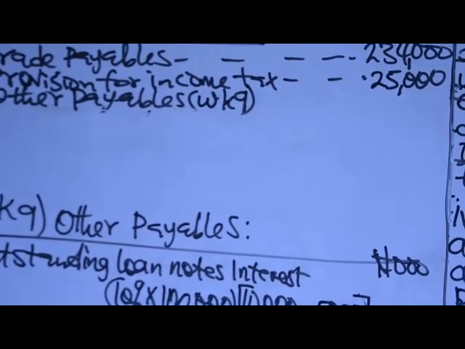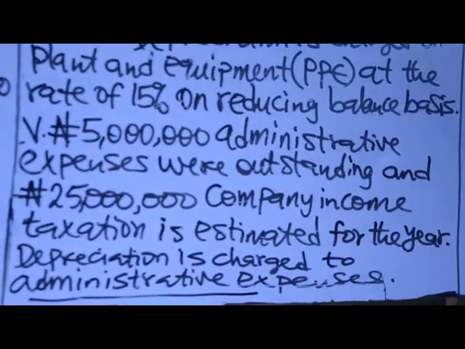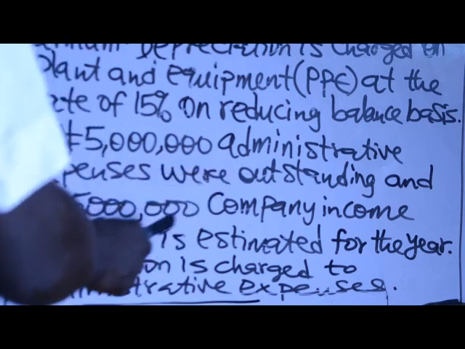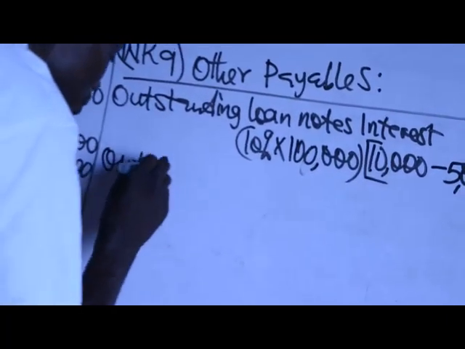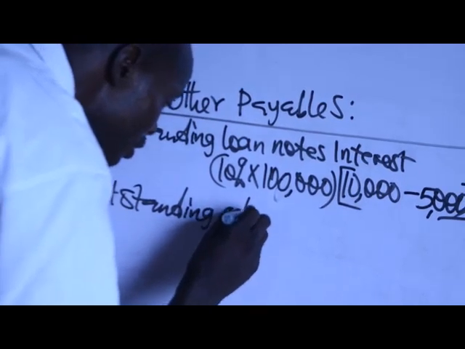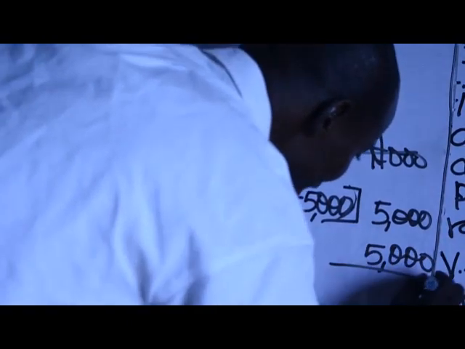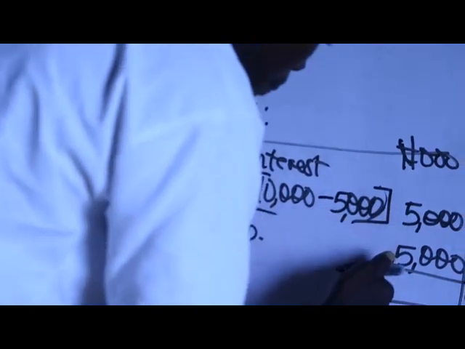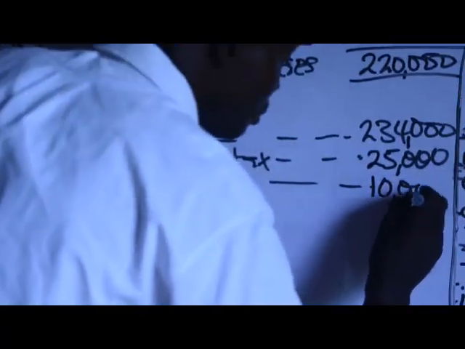Back to the footnote. Note 5. 5 million administrative expenses were outstanding. So we now have outstanding administrative expenses, and that is 5 million. These are the other payables we can identify from the question. Therefore, 5 million plus 5 million, then you have 10 million. So our other payables amounted to 10 million.